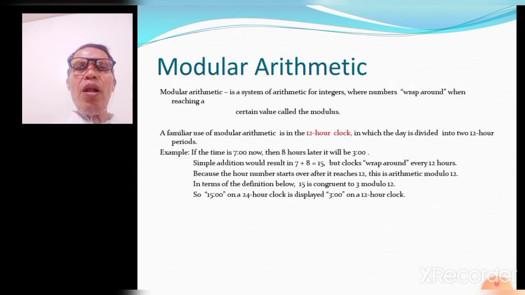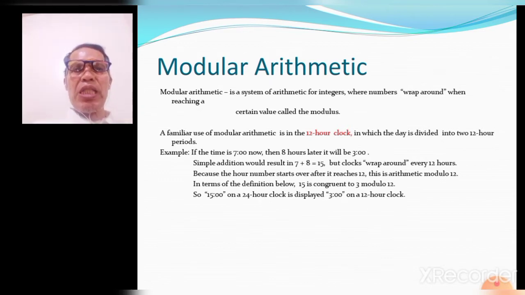Next, one system that is very much applicable to the mathematical system is what we call the modular arithmetic. Modular arithmetic is a system of arithmetic for integers where numbers wrap around when reaching a certain value called the modulus. Now, a modulus is also known as the absolute value, or it is the residue or the leftover after dividing a certain number.